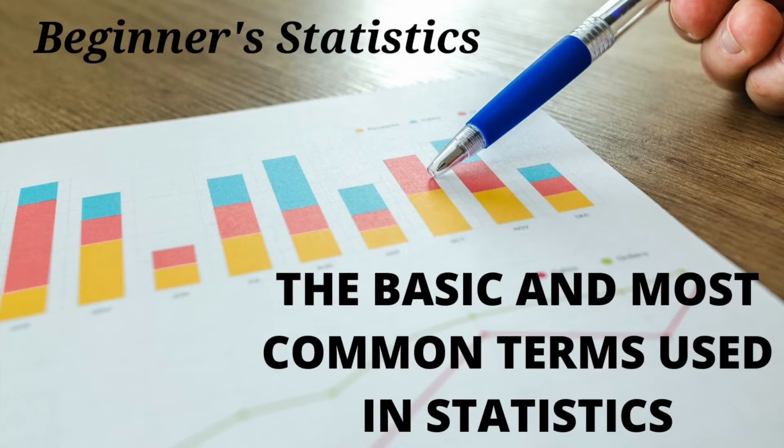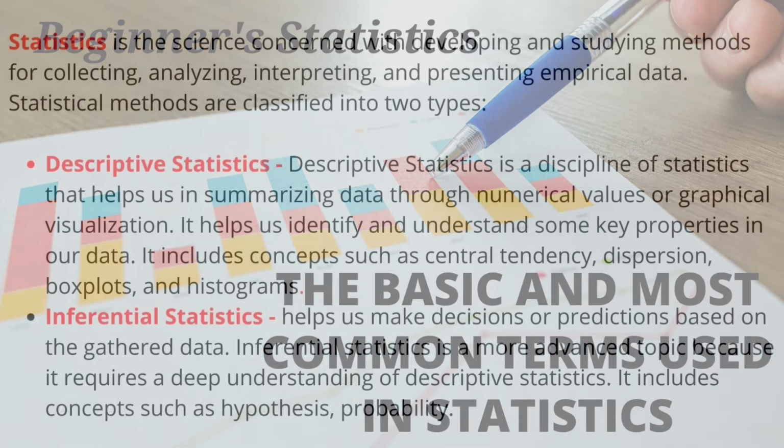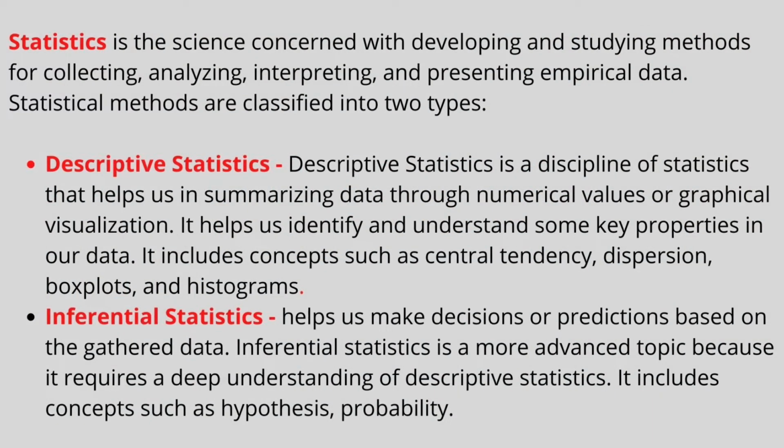Hello and welcome to today's session about the most basic and commonly used terms in statistics. Statistics is the field which is concerned with developing and studying methods for collecting, analyzing, interpreting and presenting your empirical data. Here, empirical data means the data which is based on, or verifiable by, observation or experience rather than any theory or pure logic.